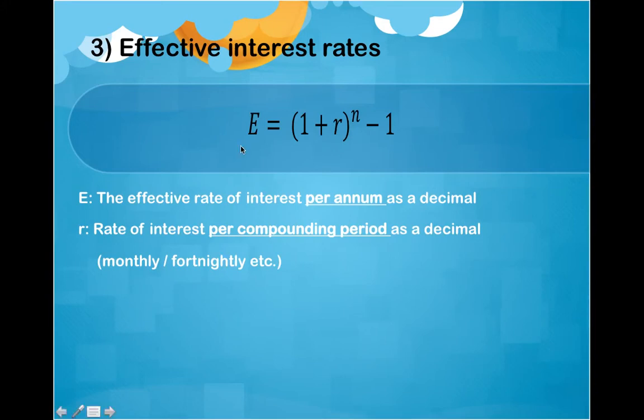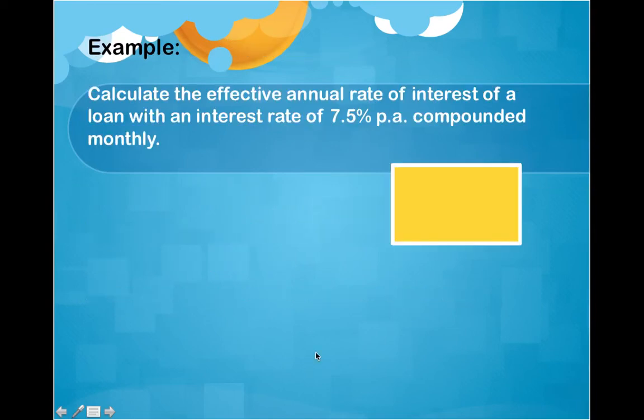So this means the quoted interest rate has been converted to monthly or fortnightly, whatever the compounding period is. And N is the number of compounding time periods per annum. So if your compounding time period is monthly, N will be 12. Let's look at an example. Calculate the effective annual rate of interest of a loan with an interest rate of 7.5% per annum compounded monthly.